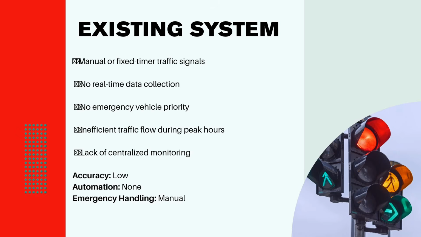In the existing system, there is no real-time emergency vehicle priority. But our project is automatically controlled by the intelligent system. It can give a green signal to the ambulance's lane immediately once the ambulance is detected. The existing system has low accuracy, there are no automations, and emergency vehicle control is also manual.